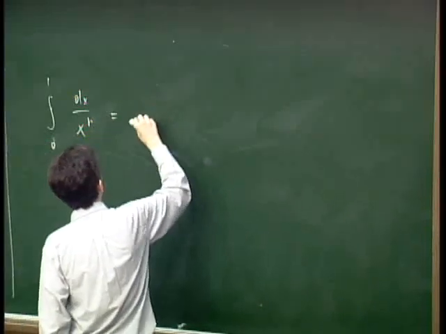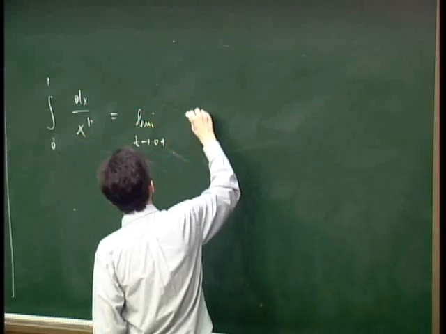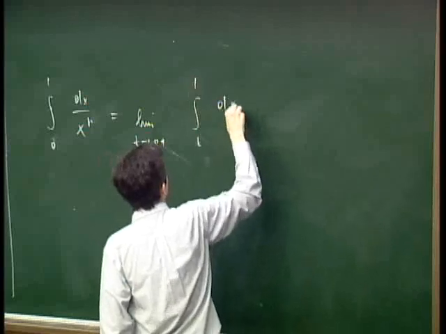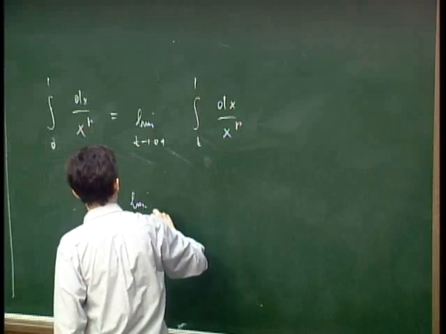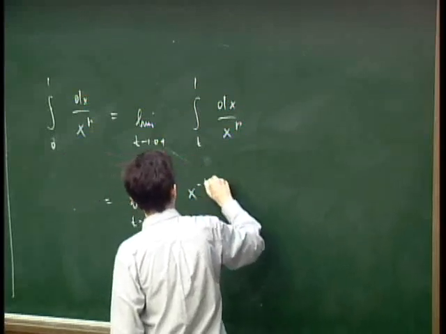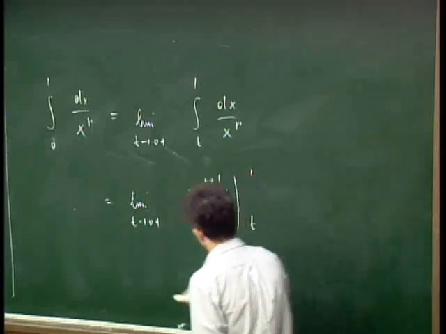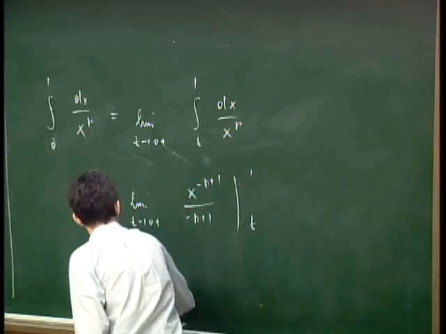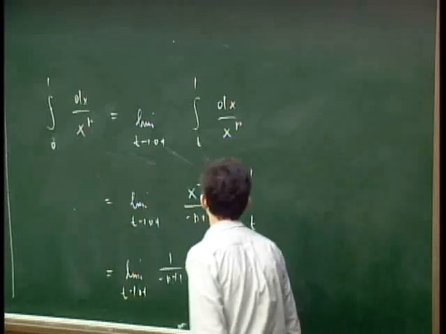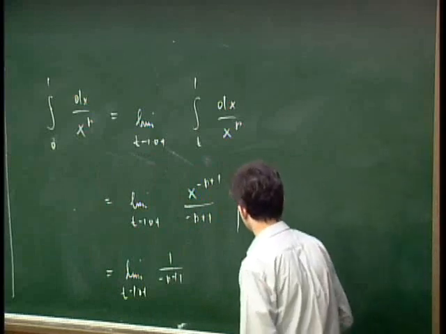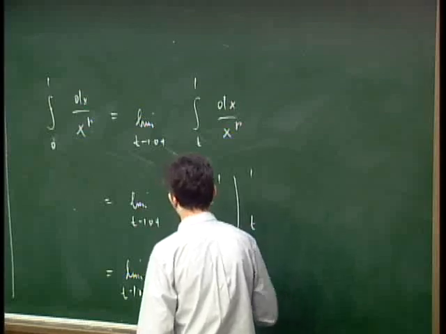Now, if we look at the general situation, we consider again the limit as t tends to 0 from the right. And then we have the integral from t to 1 dx over x to the p. So this will be the limit as t tends to 0 from the right. Here we have x to the minus p plus 1 over minus p plus 1 evaluated at t and 1. So at the upper limit we have 1 over minus p plus 1, minus, and at the lower limit we have t to the minus p plus 1 over minus p plus 1.